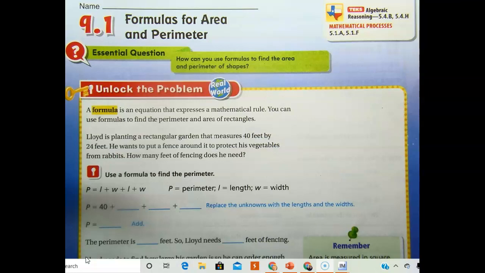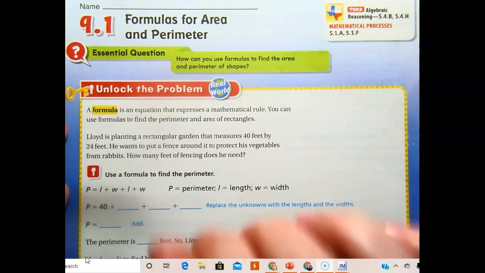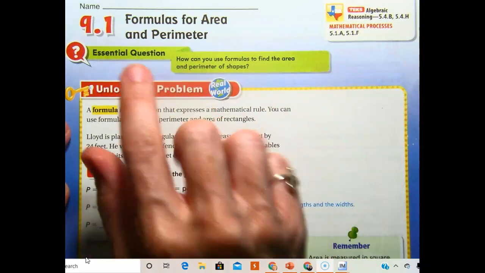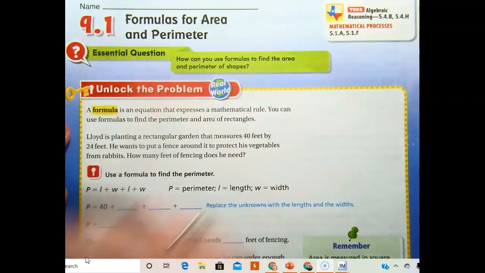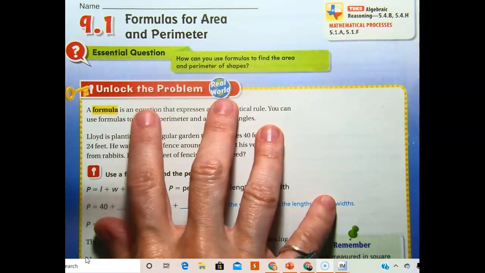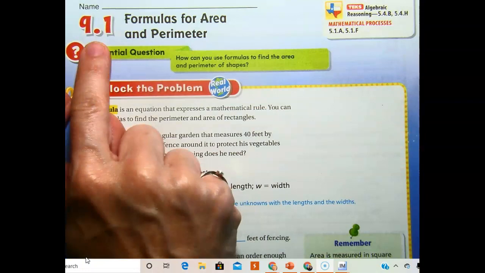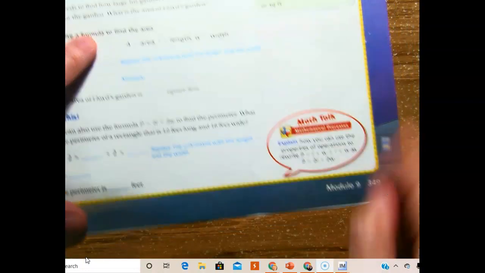Okay, so we are looking at formulas for area and perimeter. I want you to go ahead and, after you listen to these directions, pause the video and go get your materials, okay? So go get yourself a pencil or something erasable to write with, and maybe a highlighter if you have one. But definitely go get the Volume 1 that you picked back up from the school and find Module 9.1. And we're looking at page 349.